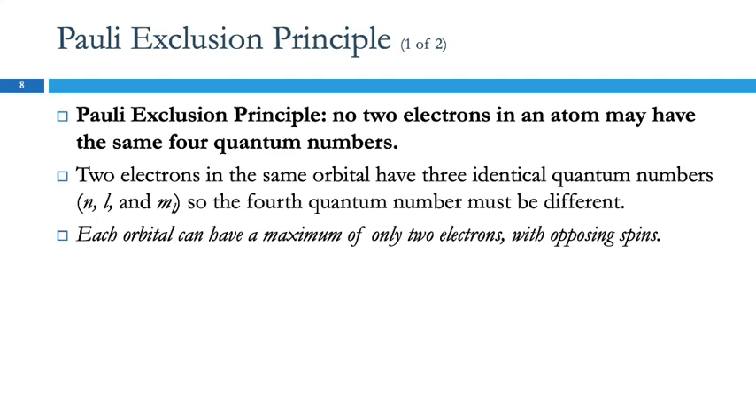Now, if we have 2 electrons in the same orbital, 3 of those numbers are going to be the same. They're going to have the same principal quantum number and the angular momentum and the magnetic quantum number. So then the last one, the spin, has to be different. So we understand this to mean that each orbital can have a maximum of 2 electrons, and they must have opposing spins. One will be spin up and one will be spin down. Any questions about that?